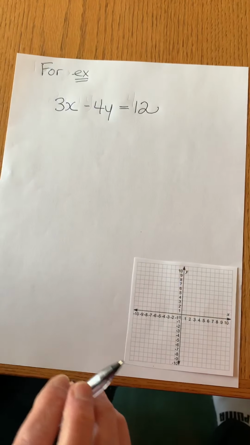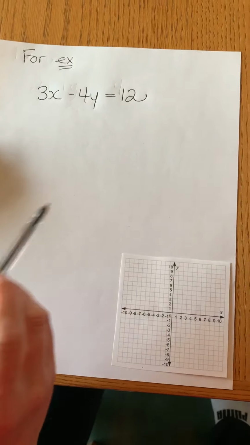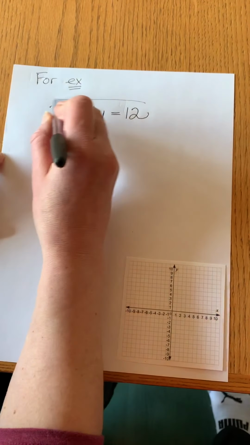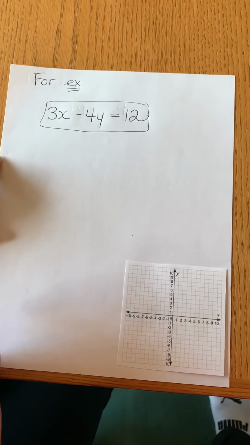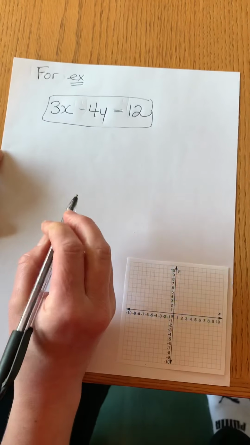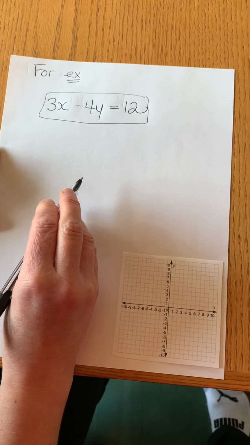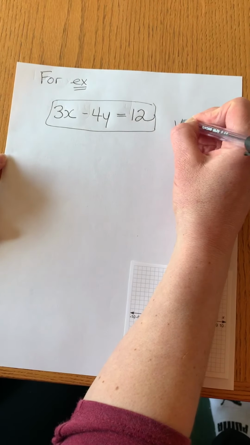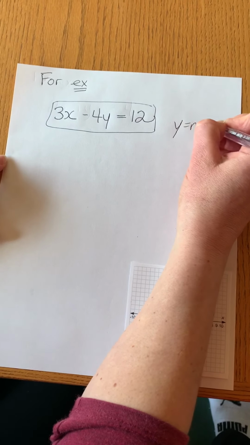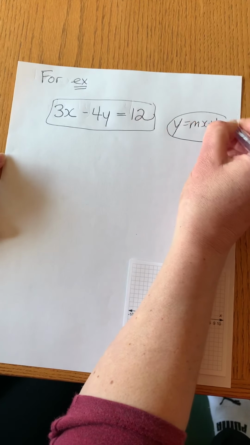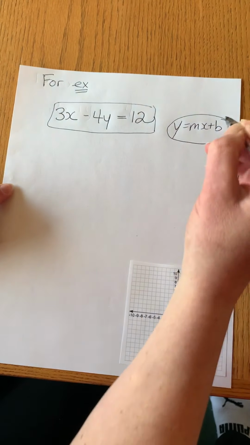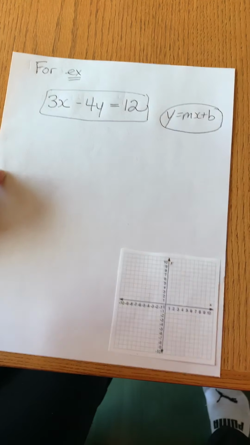Okay, I'm going to show you one more example. So we have a standard form line again, right here. 3x minus 4y equals 12. So that's standard form. And we want to change it to y equals mx plus b. We want to change it to slope-intercept form so that we can graph it.